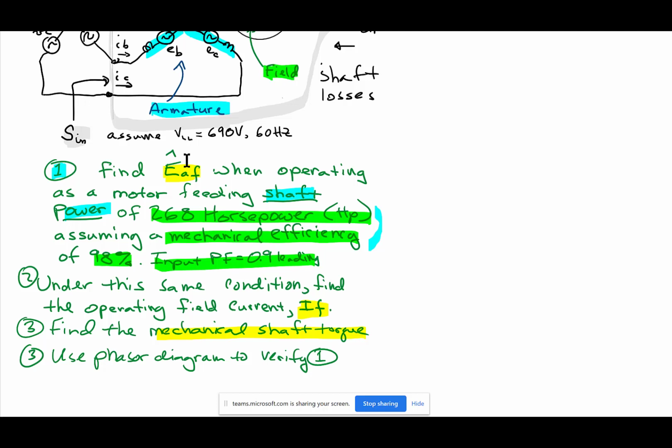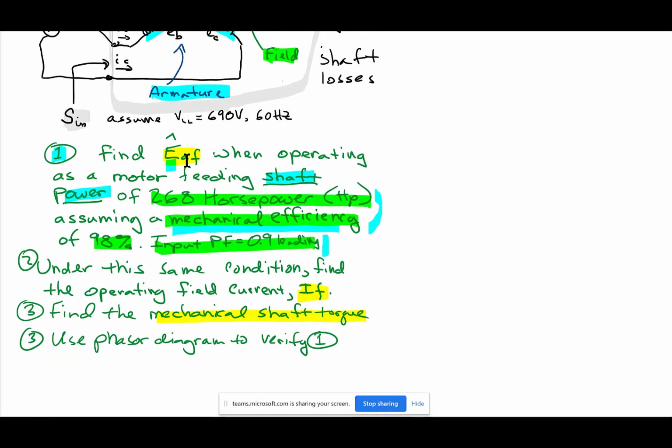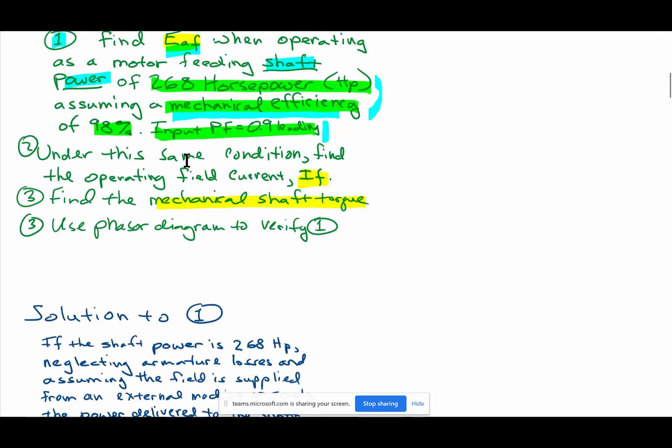Also, since it's a synchronous machine, you can control the input power factor of the machine. And so this machine is being controlled to operate at a 0.9 leading power factor. And then we introduced the idea of the mechanical efficiency as well. So the first thing is to find EAF. So let's just go through number 1.